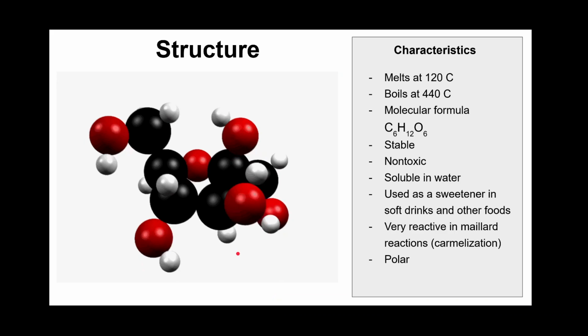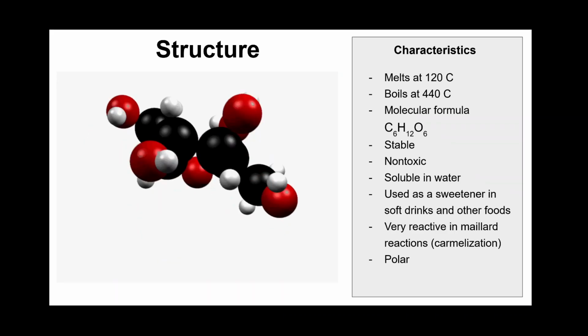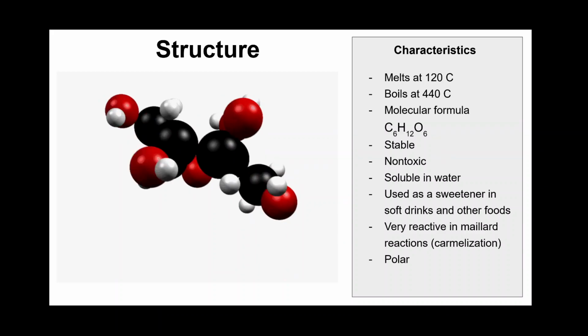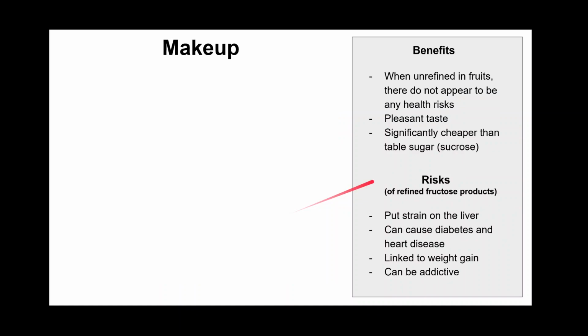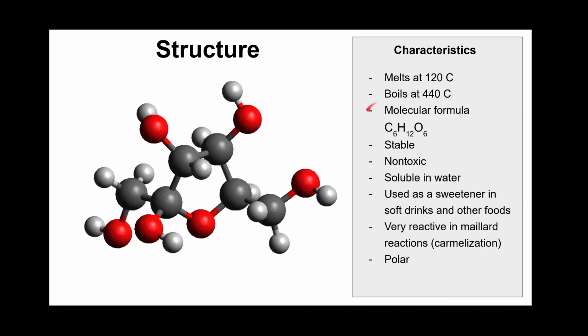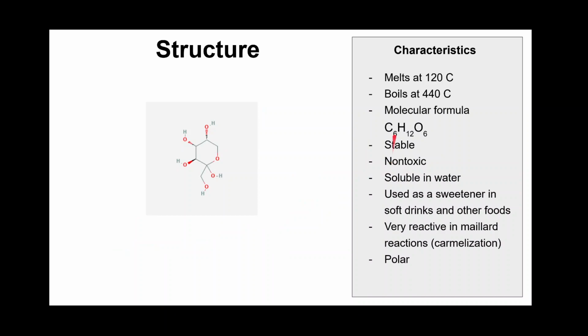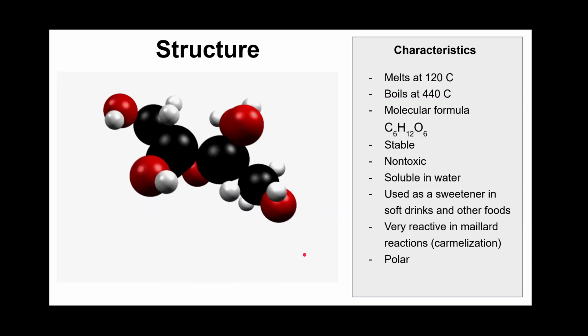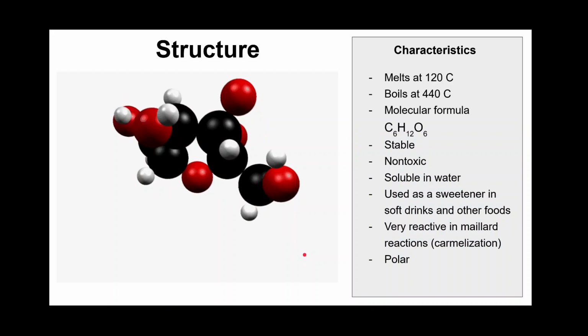Here is a ring structure for fructose, but it can also have a line structure just like glucose. It has the same molecular formula as glucose, C6H12O6, and similar melting and boiling points. It's also soluble in water.